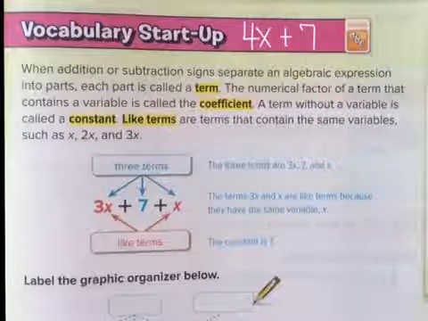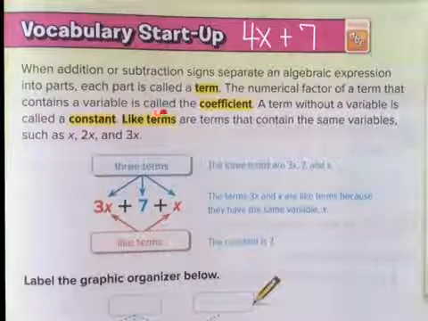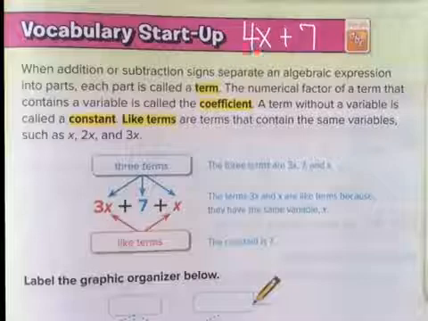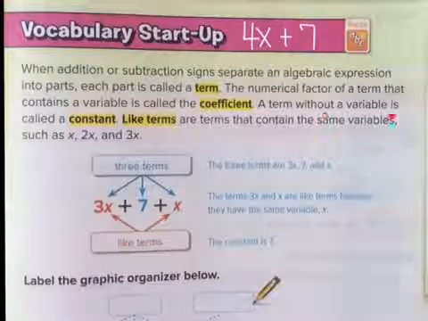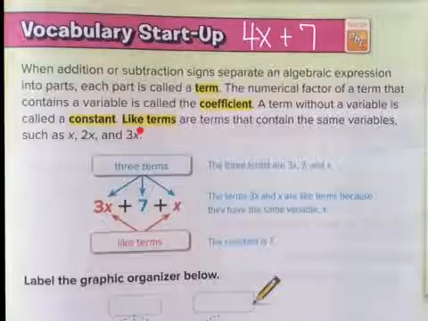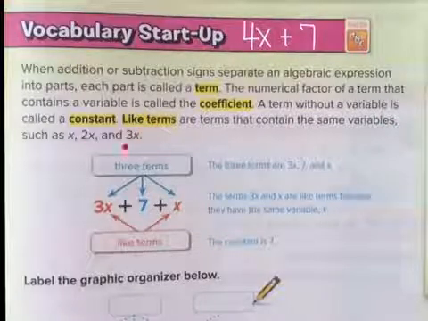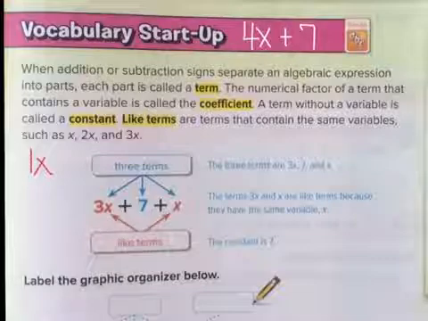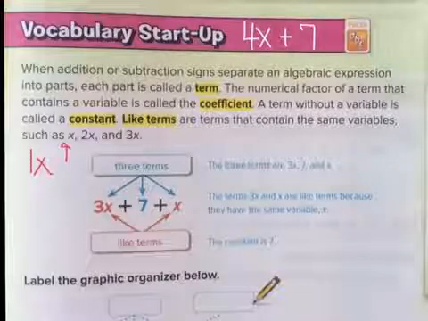The numerical factor of a term that contains a variable is called a coefficient. You see that? They're coefficient on each other. They cooperate, they work with each other. A term without a variable is called a constant. Like terms are terms that contain the same variables, such as x, 2x, and 3x. Remember that x is actually 1x. We just don't write the 1 in front of it. The 1x is x.